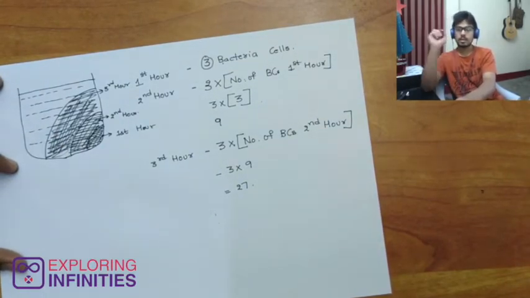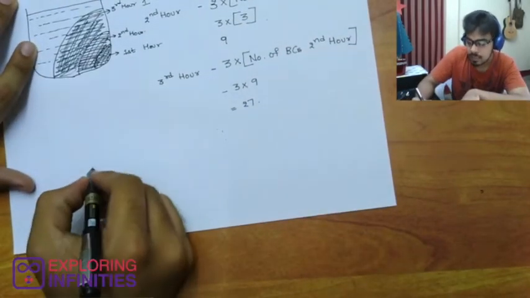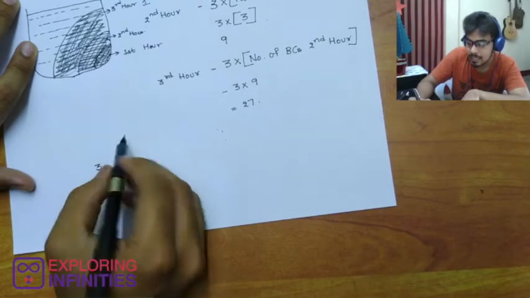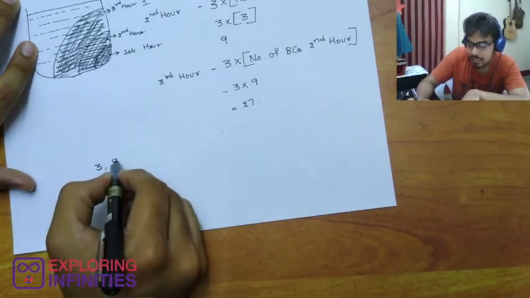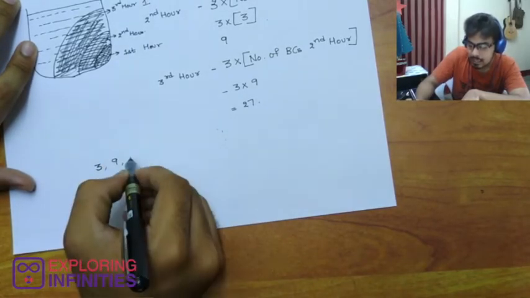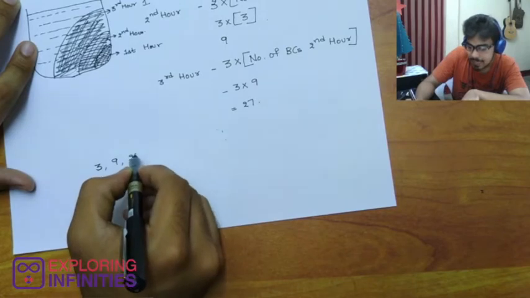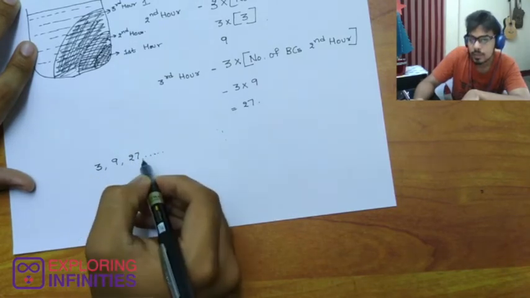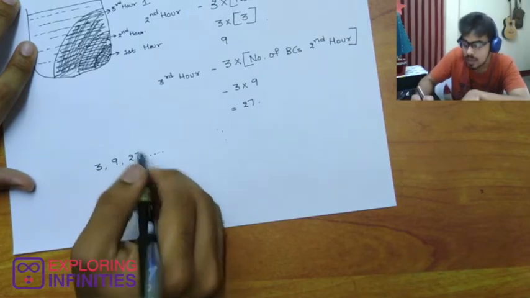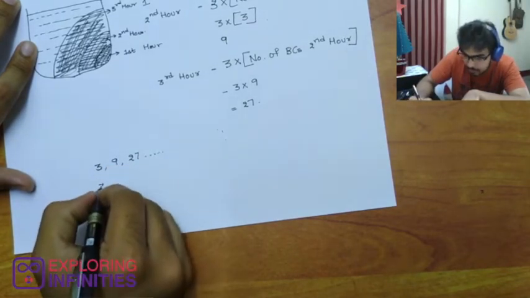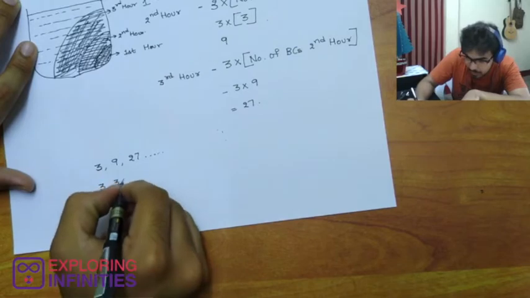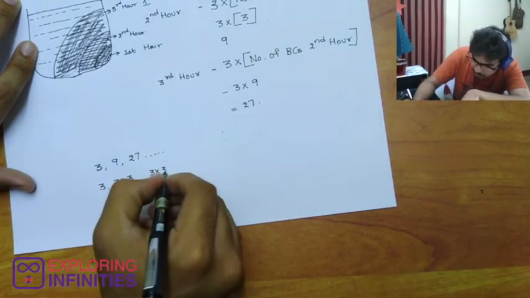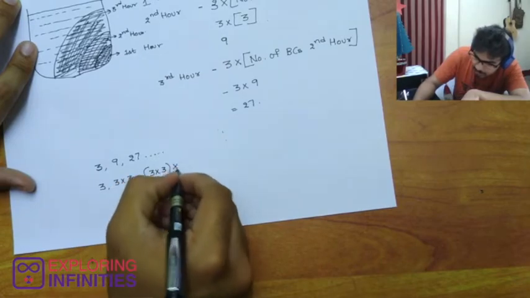Alright. So here in the first hour there were 3 bacteria cells, and in second hour there were 9 bacteria cells. In the third hour there were 27 bacteria cells, and so on. Okay, what are we trying to observe here? In the first hour there were 3, in the second hour it increased by 3 times, in the third hour it increased by 3 times again, and so on.